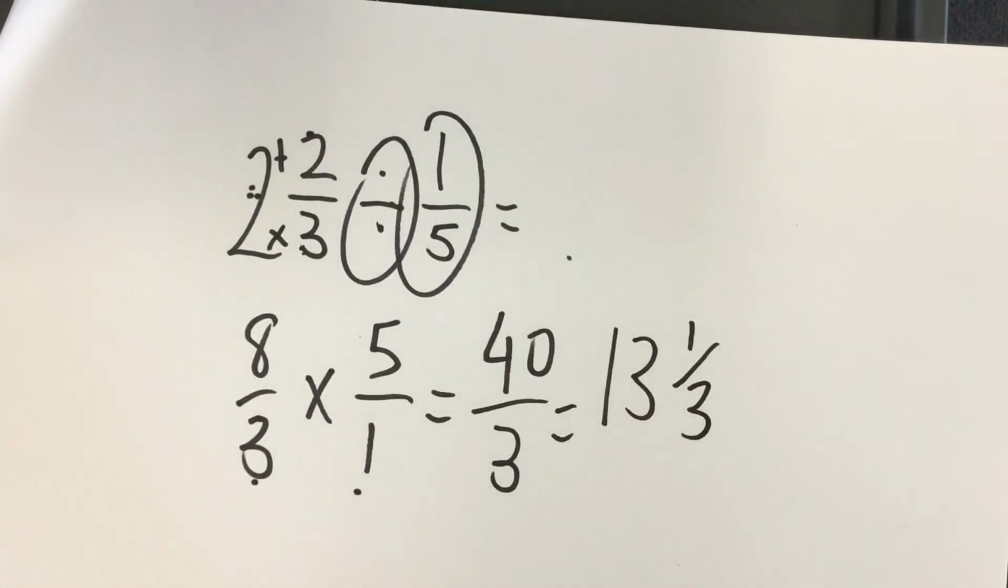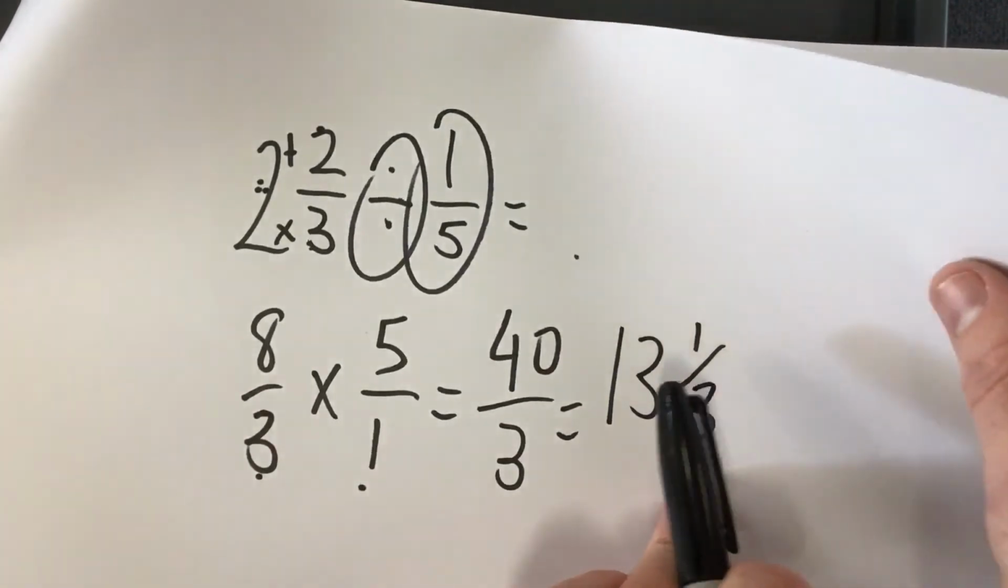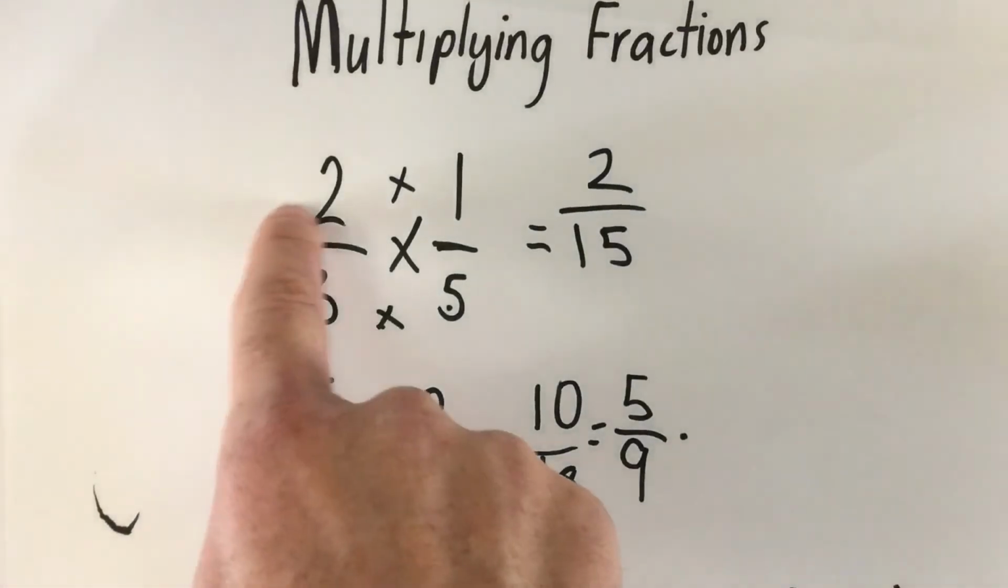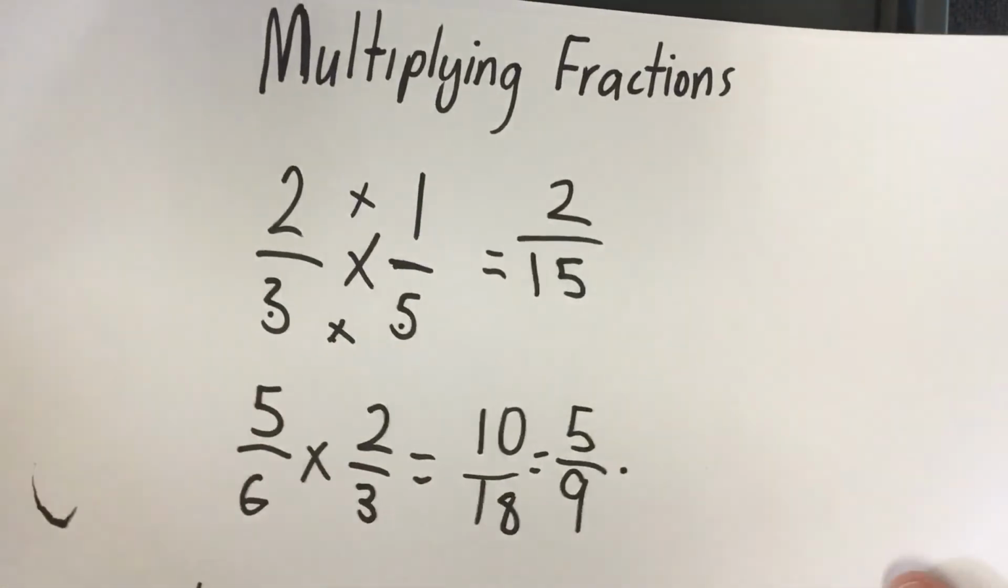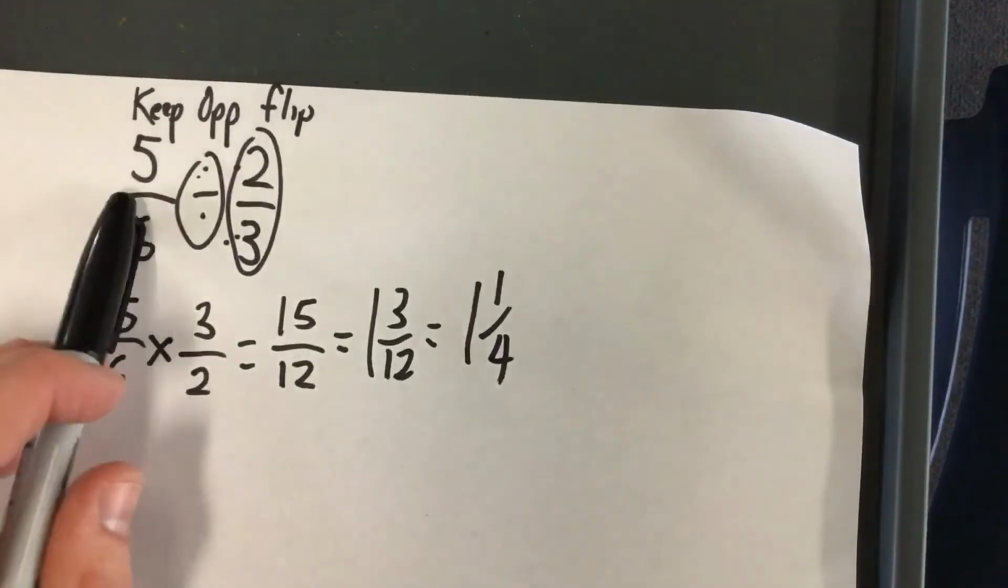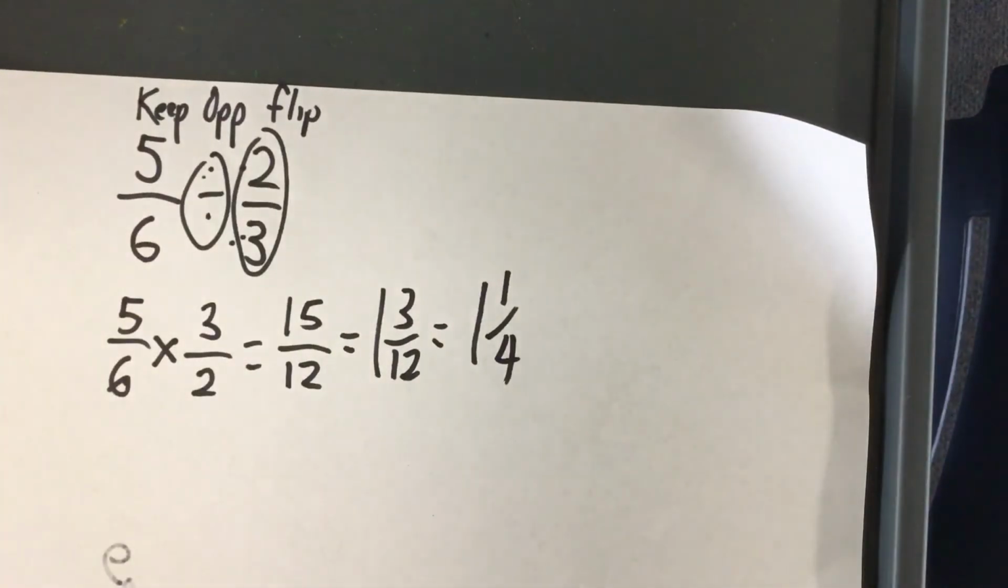Okay, so I hope that's helped you with dividing and multiplying fractions. Remember, multiplying fractions, we basically just multiply across the top and down the bottom. But with dividing fractions, we keep the first one, we make the middle part the opposite, and we flip the denominator and the numerator there to get our answer. I hope that's helped. Thanks, guys.